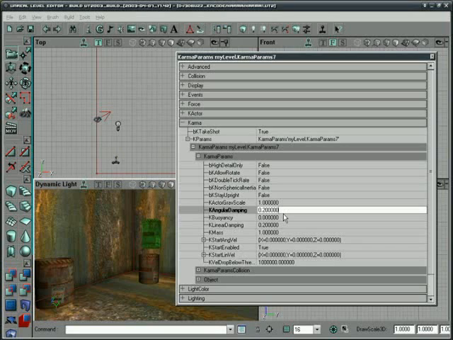Exactly. When you see something like our barrel, for instance, maybe we had a barrel that fell over and was just spinning its way across the ground. If that never stopped, if it just kept spinning no matter how long we were in the level, then that would eventually look kind of funny.